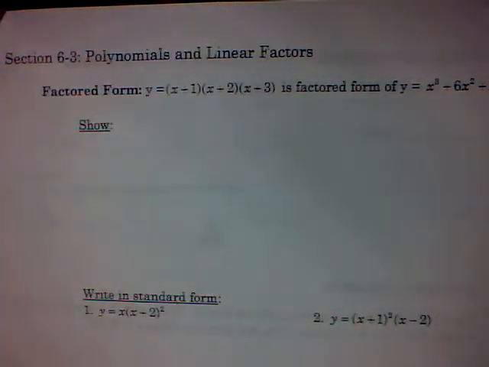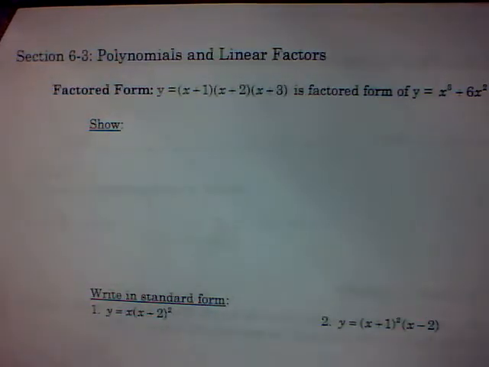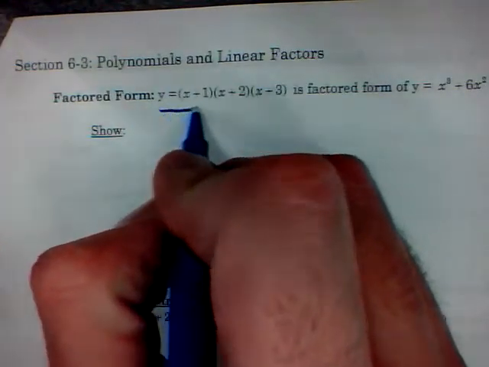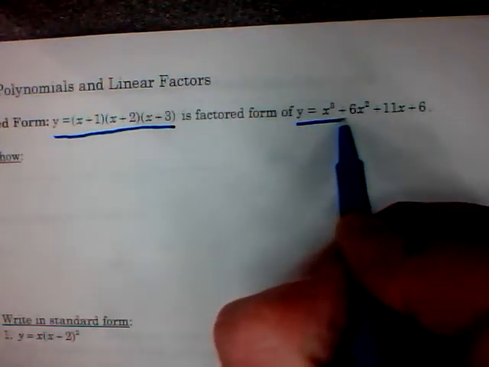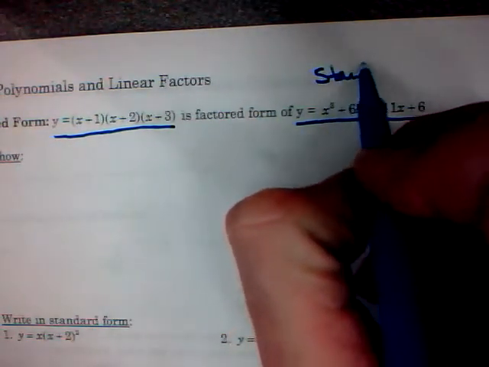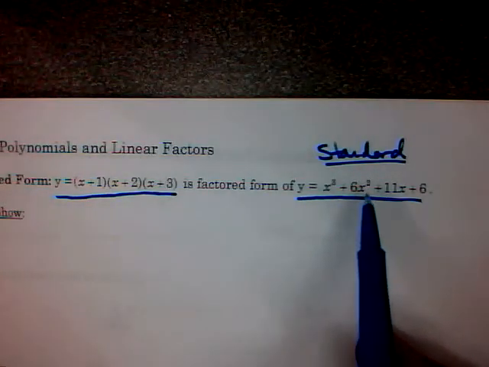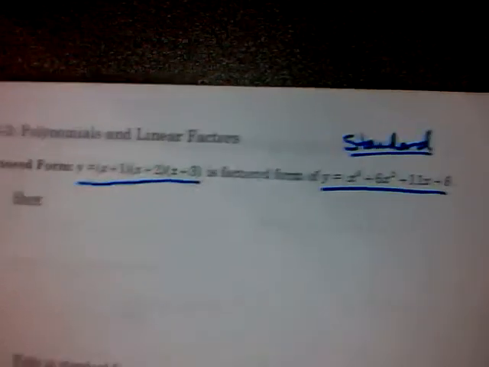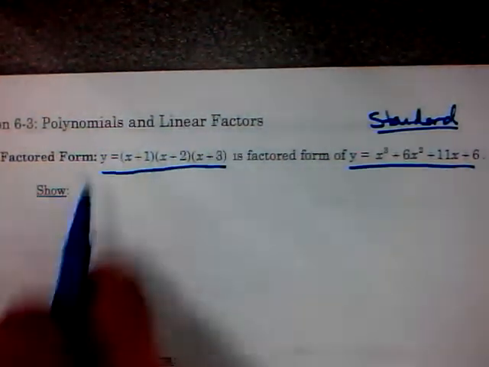Okay, in the first part of section 6.3 on polynomials and linear factors, we're going to look at the different forms. Here, this is what's called factored form because it's listed as the individual factors. And over here, for the polynomial, this is called standard form that we talked about yesterday because everything's all multiplied out and you just have y equals so many x cubes, squareds, x's, and your constant there. So we want to go from factored form to standard form. In order to do that, we just have to multiply all our factors out.